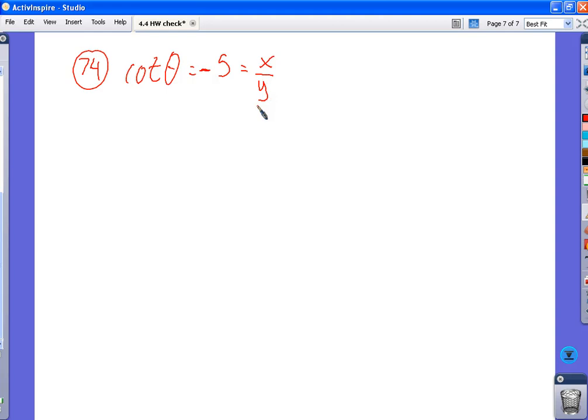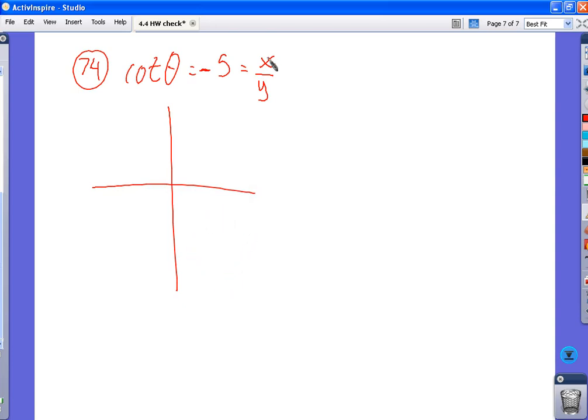That would be quadrant 2 or 4. One has to be positive and the other negative. They can't be both negative. They can't be both positive. So based on this information, either we're here or we're here.